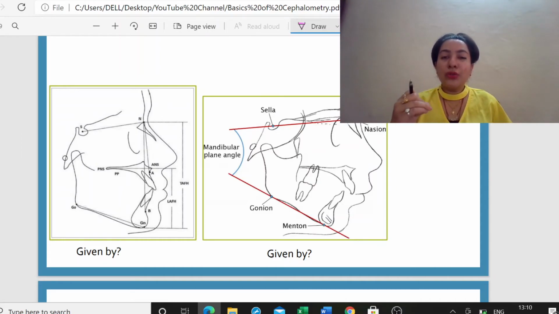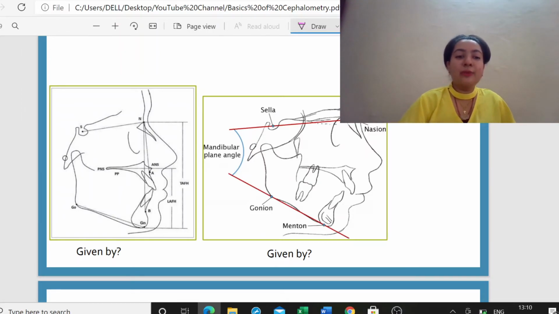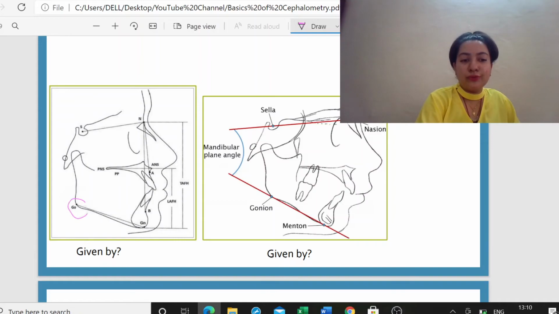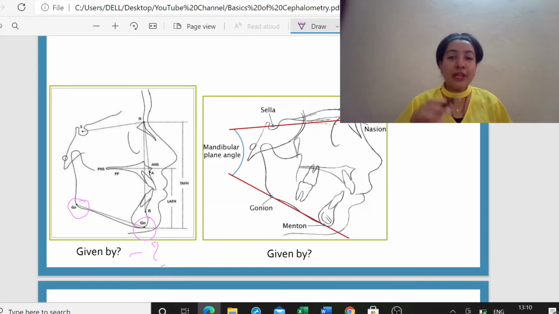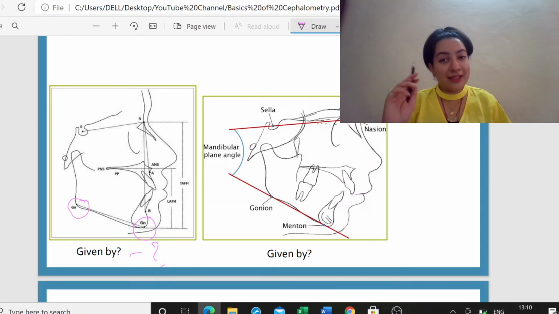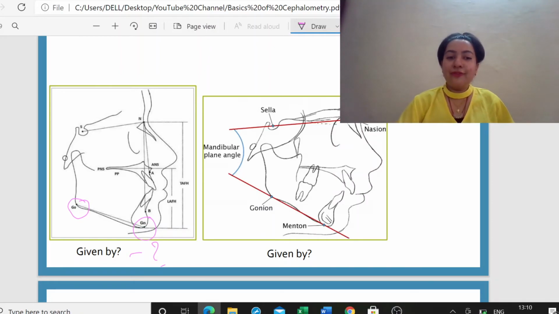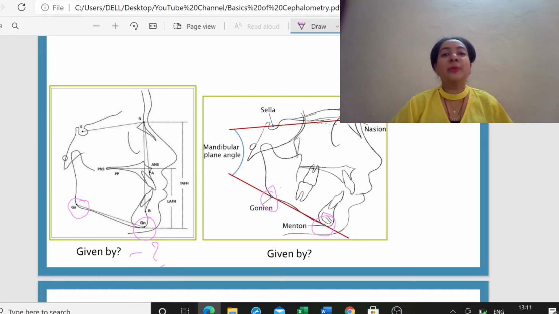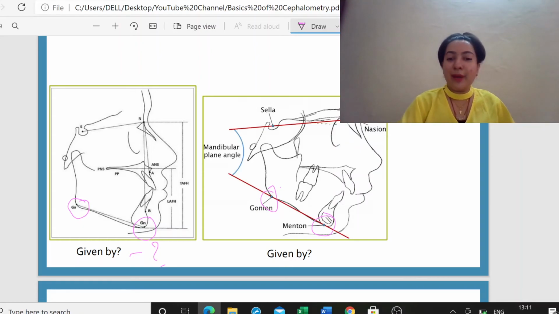Now quickly tell me, if you can think, when I am joining GO to GN, I get a mandibular plane. This mandibular plane was given by whom? GO to GN. Who gave this mandibular plane? If you have understood my previous slides, the answer must be clicking in your brain right now. Next, if you know GO to GN was given by this person, okay, fine. Now tell me, who gave GO to Menton? These two landmarks were joined together to become a mandibular plane, and this was given by whom?